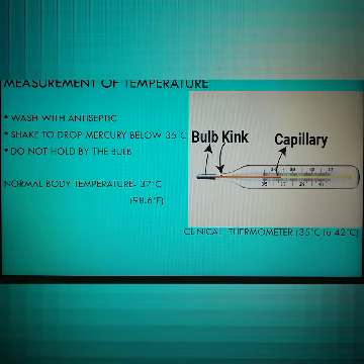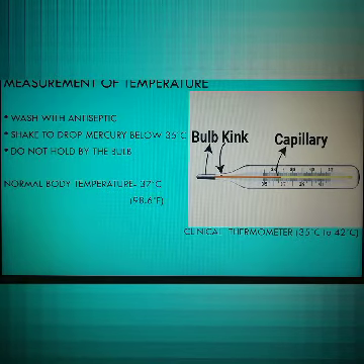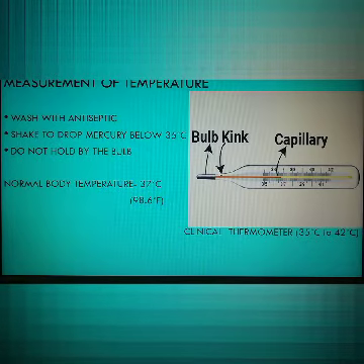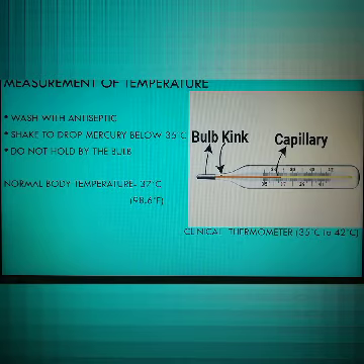Now when we measure the temperature using this clinical thermometer which has mercury in it, we usually do it by putting the bulb of the thermometer below our tongue, and we keep it there for a minute. After that, we remove the thermometer and look at the reading, and we'll know what the temperature of the person is.